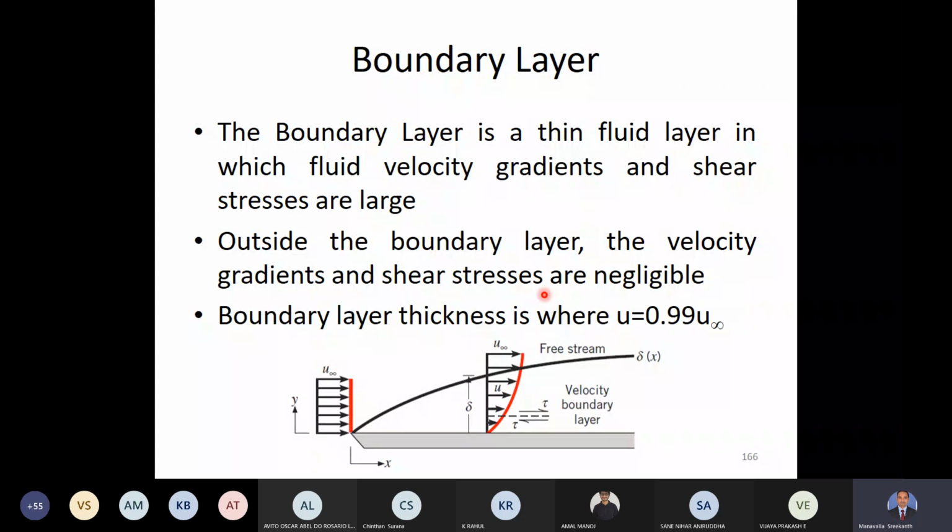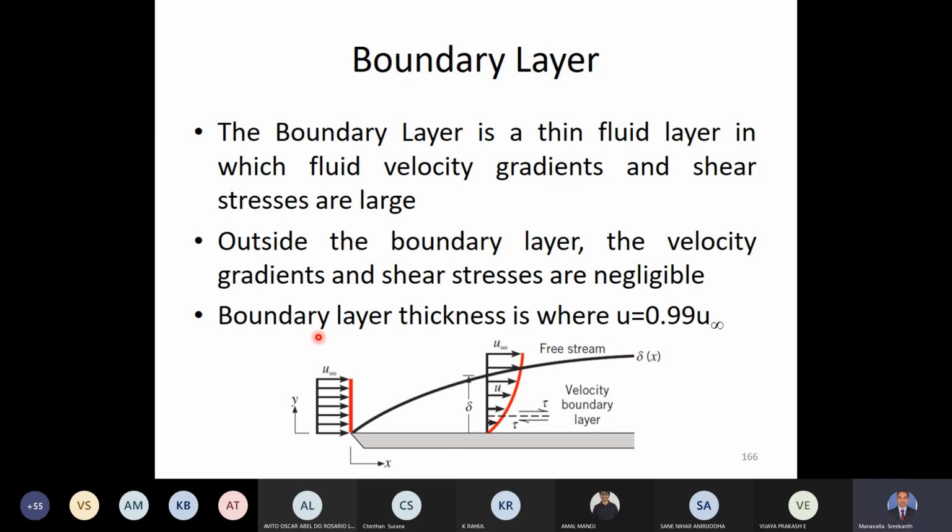You are familiar with the concept of the shear stress. Shear stress is mu du by dy. You have seen that in fluid mechanics. So that comes into picture and that brings in shear stresses. Therefore, wherever there are velocity gradients, you will have these shear stresses.